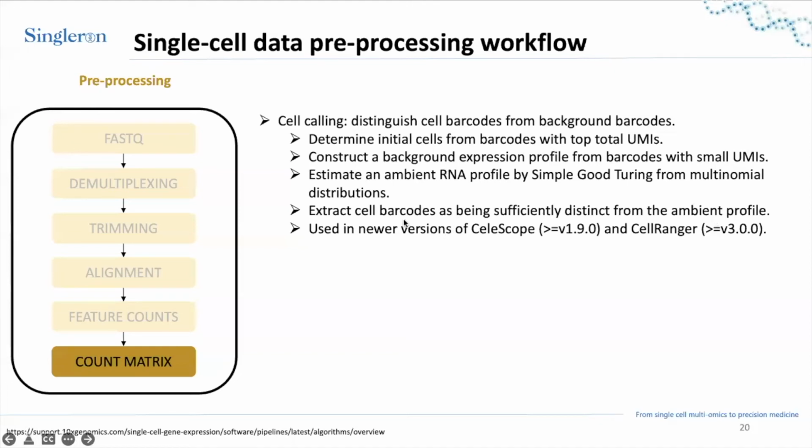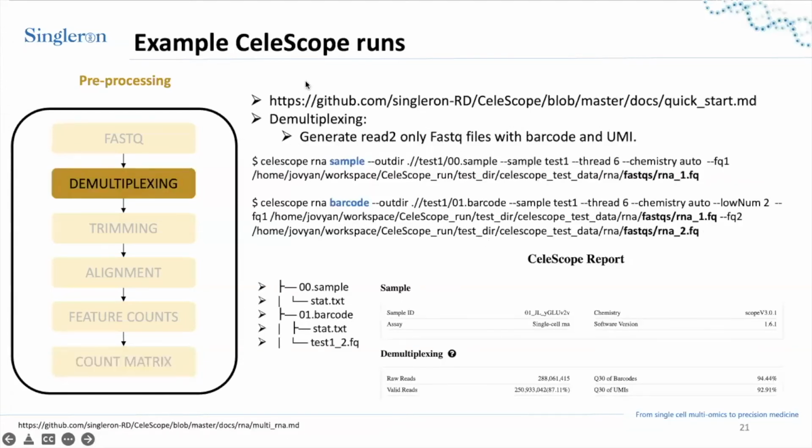And from here you can assign or calculate whether a cell barcode is a true cell versus possibly coming from an empty well. So it has been used in the newer versions of both Cellscope as well as Cell Ranger, and I think in both Cellscope and Cell Ranger, the true cells as well as the ambient empty wells are reported. So here, this is the final part.